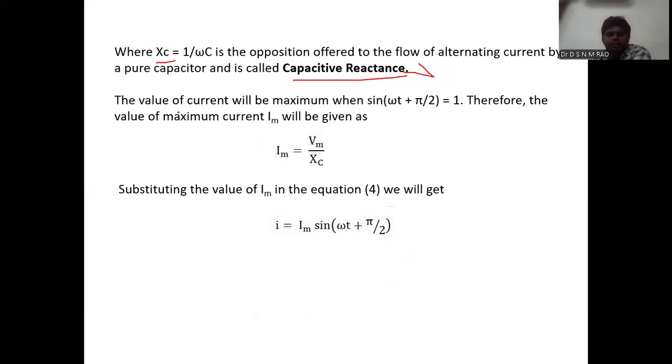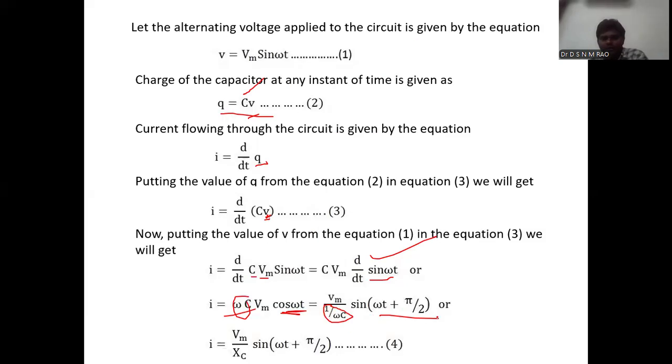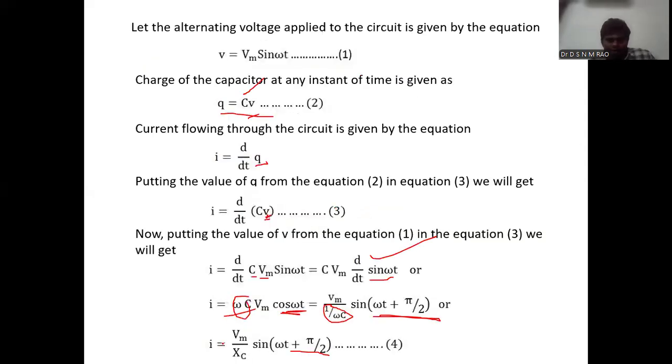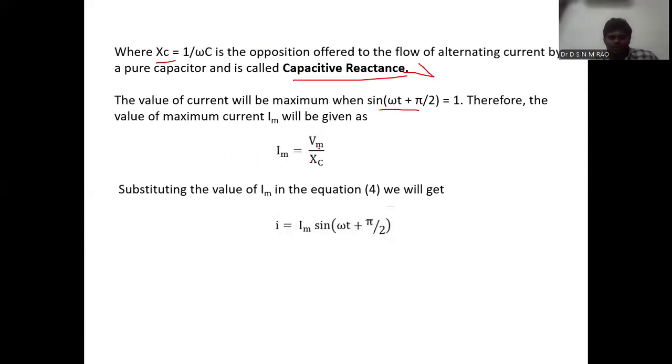The value of current will be maximum when sin of omega t plus pi by 2 is 1. Therefore the maximum value of current Im is given as Im equals Vm by Xc. Substituting the value of Im in the previous equation, I equals Im sin of omega t plus pi by 2.